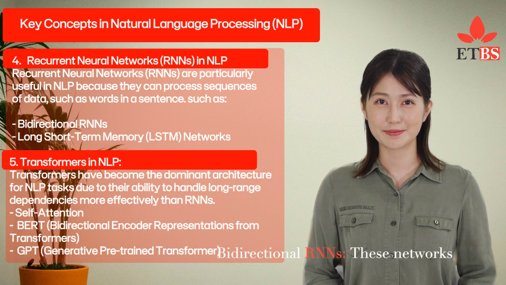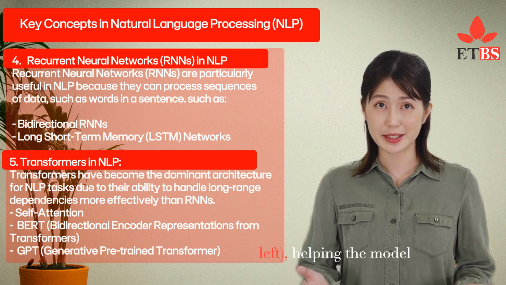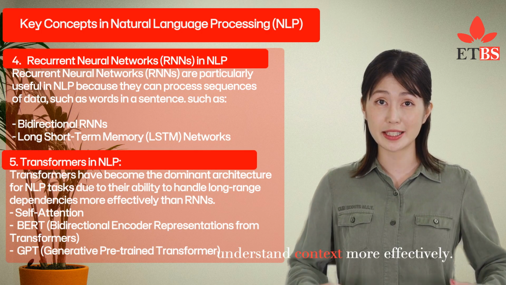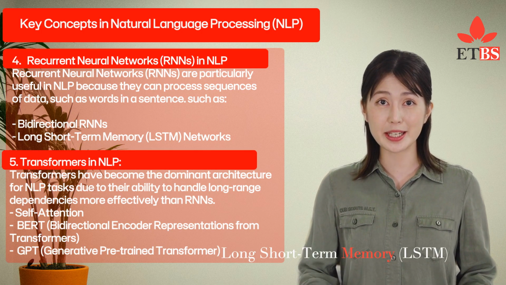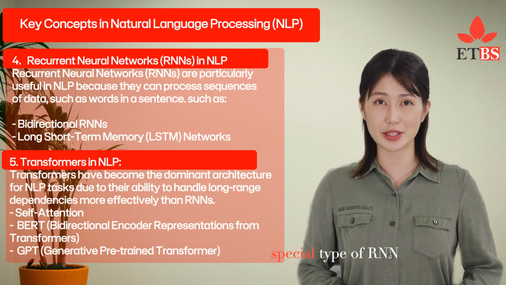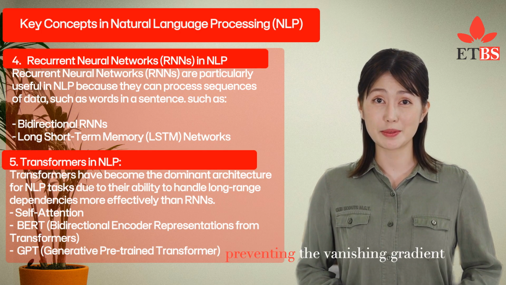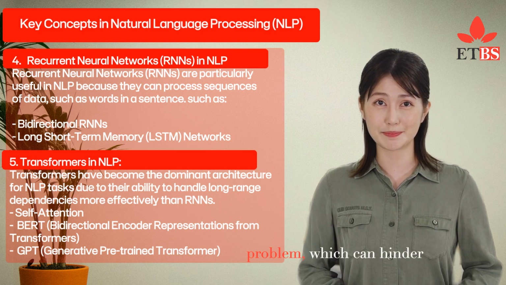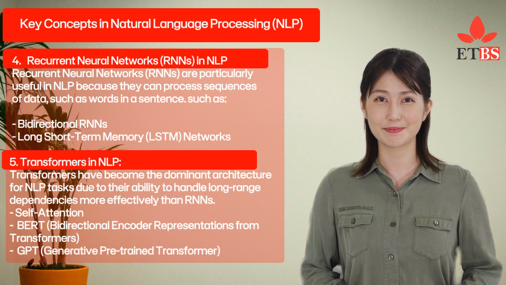Bidirectional RNNs. These networks process sequences in both directions, from left to right and right to left, helping the model understand context more effectively. Long short-term memory, LSTM, networks. LSTMs are a special type of RNN that is capable of learning long-term dependencies and preventing the vanishing gradient problem, which can hinder the learning process in traditional RNNs.